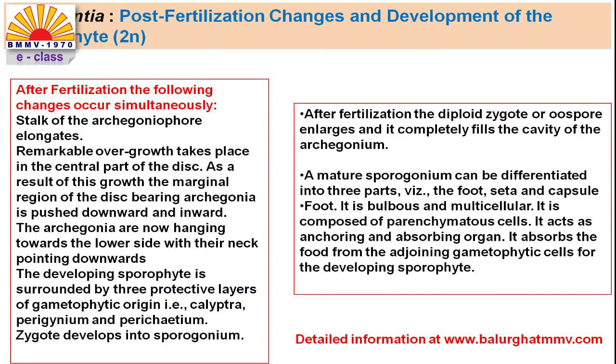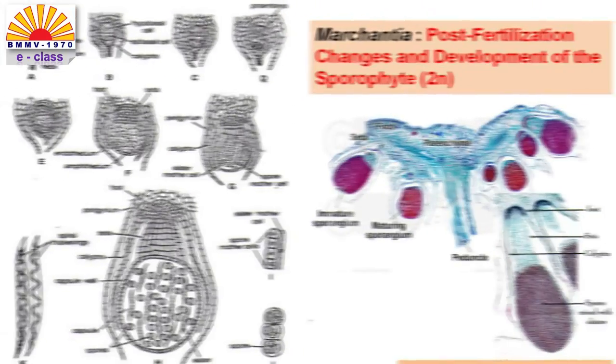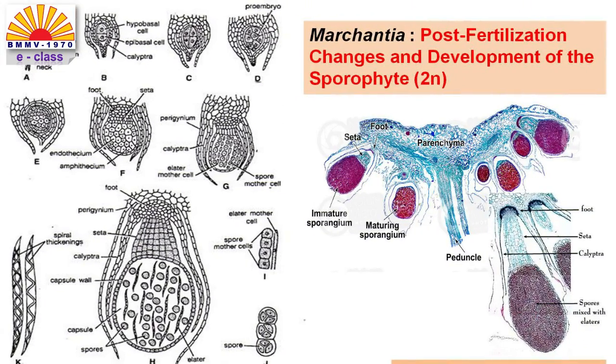After fertilization, the following changes occur simultaneously. The stalk of archegoniophore elongates. It becomes more and more long. Remarkable overgrowth takes place in the central part of the disc. As the result of this growth, the marginal region of the disc bearing archegonia is pushed downward and inward. The archegonia are now hanging towards the lower side of the neck, pointing downwards.